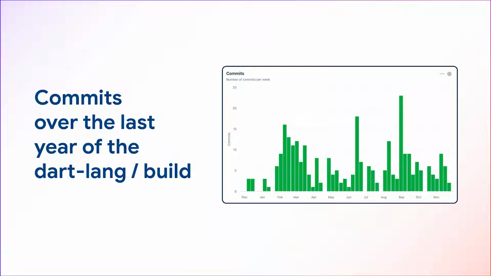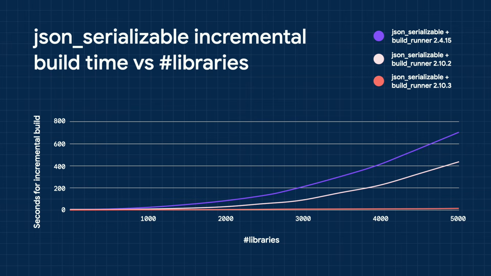So earlier this year, the Dart team identified improvements that they could make to the build package and have been working hard on it. And here are the numbers we're seeing so far. For a project with 3,000 generated libraries, the code gets generated twice as fast. This is thanks to a ground-up rewrite of Build Runner's transitive import tracking.